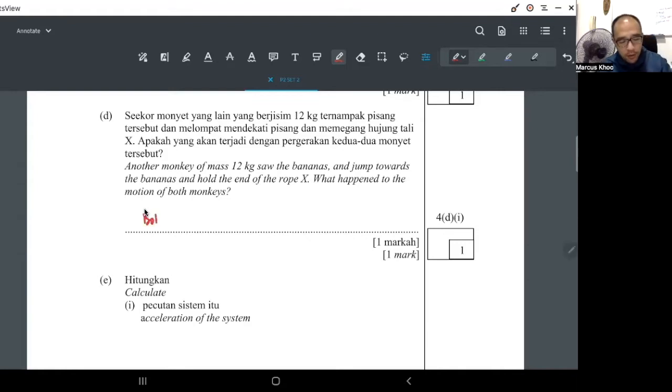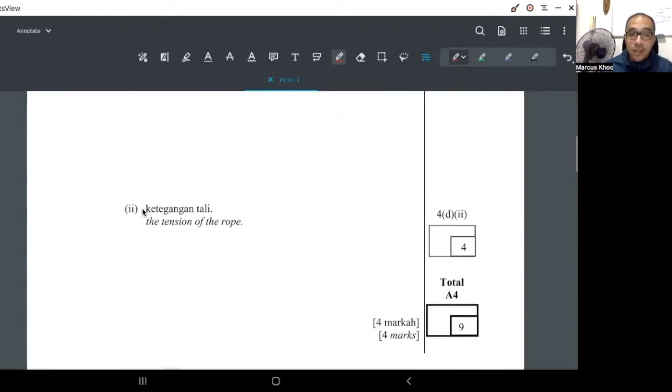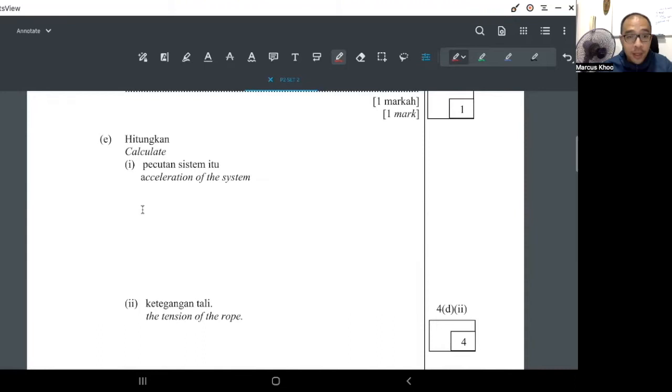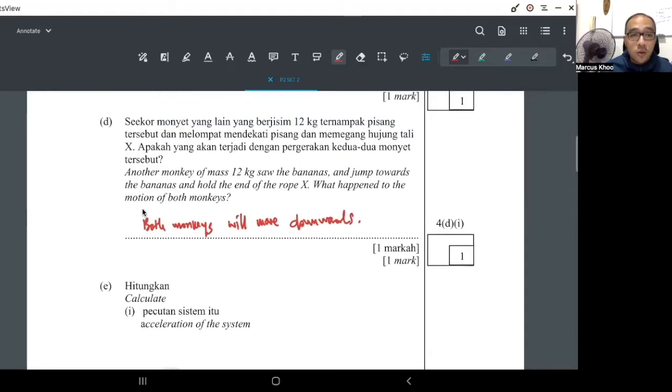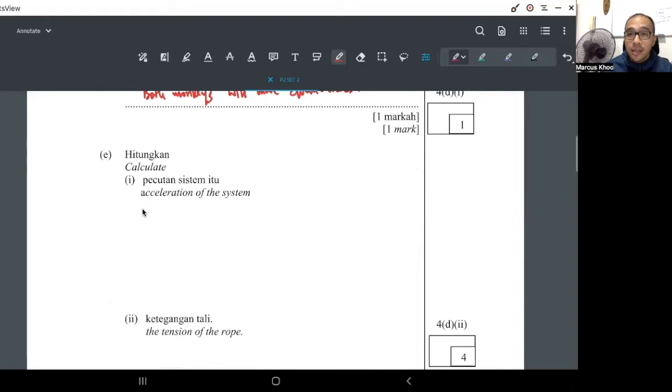So both monkeys will move downwards. Why? Because the weight of the monkeys has increased, but the weight of the bananas is still the same, still 147.15 newtons. So you want to be careful with this. Calculate the acceleration of the system and the tension of the rope. For this one we will have to assume that it is including the monkey.